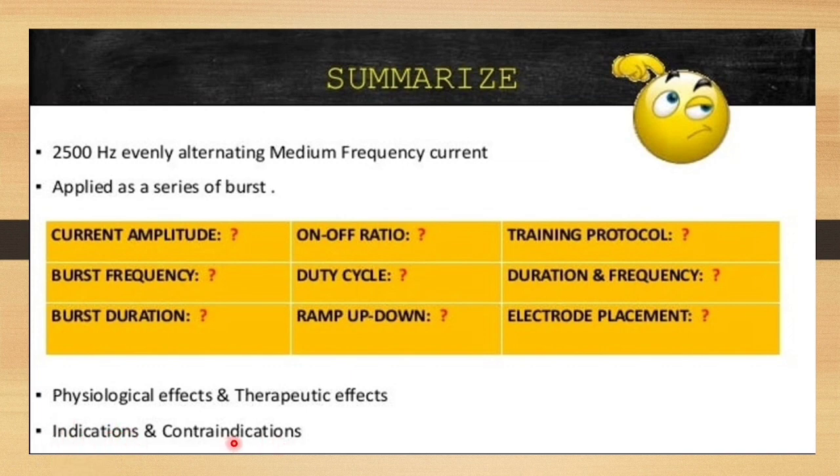In contraindication, over the metallic implants, over the abdomen region or during pregnancy, over tumor regions. It should not be used for hemorrhagic conditions, unconscious patients, or recent radiotherapy. So these are the different contraindications for the Russian current.